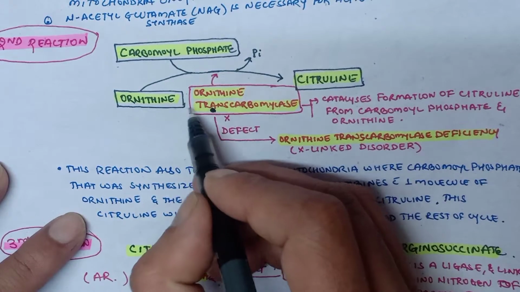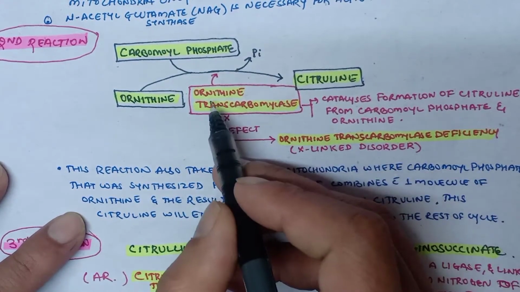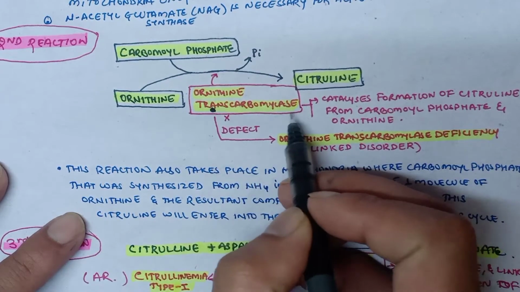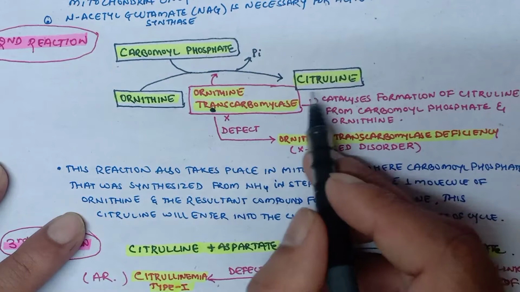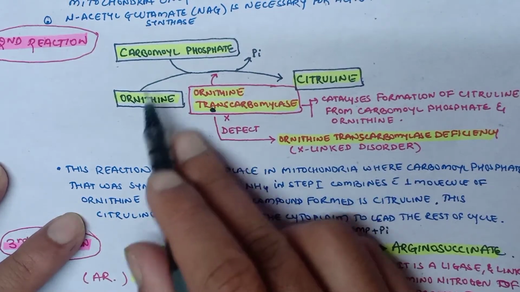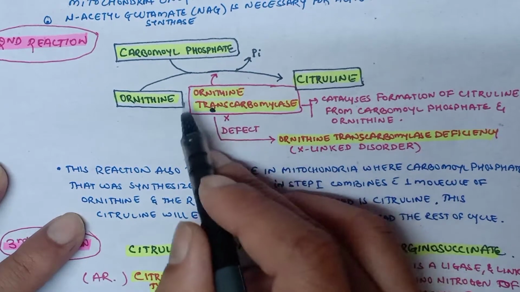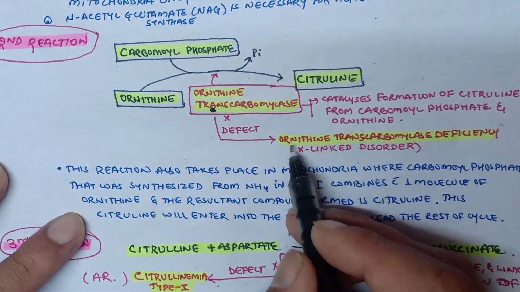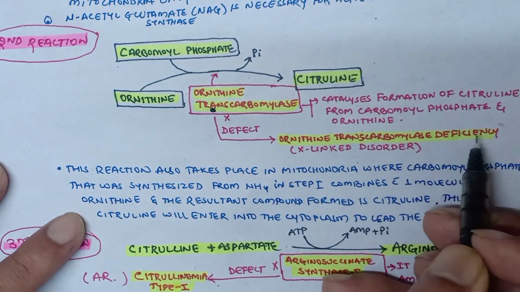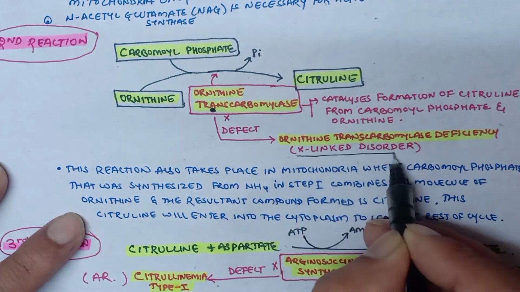So what is the property of ornithine transcarbamylase enzyme? Ornithine transcarbamylase enzyme catalyzes the formation of citrulline from carbamoyl phosphate and ornithine, and when there is a defect in ornithine transcarbamylase enzyme, it leads to a condition known as ornithine transcarbamylase deficiency, which is an X-linked disorder. This is an X-linked disorder.